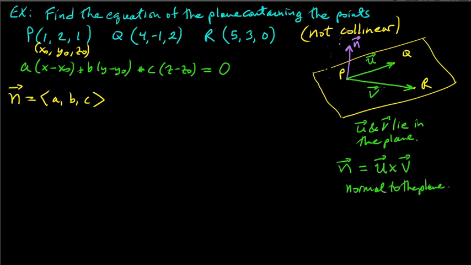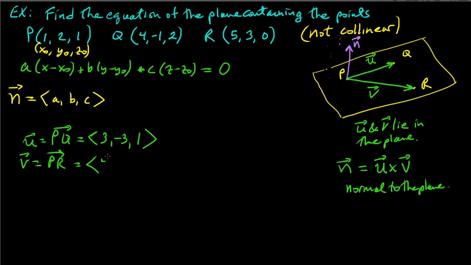Okay, so the vector u, and we should write this down here, has components from P to Q. So when we subtract the coordinates, we get 4 minus 1 is 3, -1 minus 2 is -3, and 2 minus 1 is 1. And then the vector v will have components from P to R. So now subtract: 5 minus 1 is 4, 3 minus 2 is 1, and 0 minus 1 is -1. And so these are the three components of the vector v.